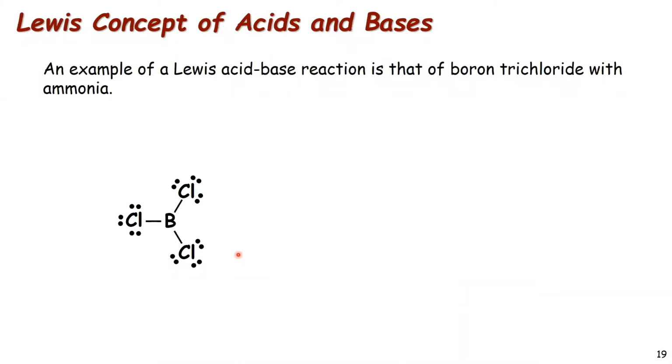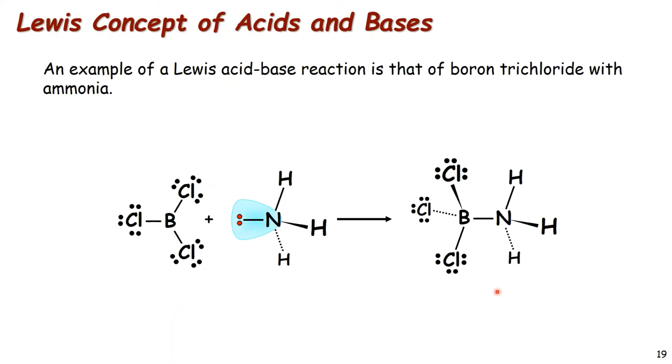So here's an example. Here I have boron trichloride, and it's going to react with ammonia. Now you might say, well, okay, I already know ammonia is a base because I had to memorize that in Chem 110, right? But boron trichloride certainly does not look like any acid I've ever seen. It doesn't have H plus. But boron trichloride will react with ammonia to form this compound here.